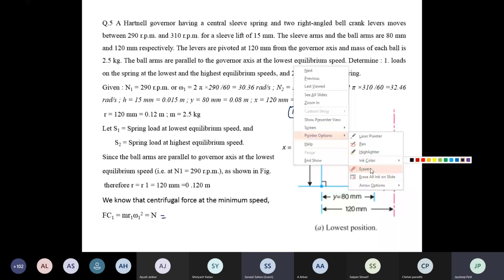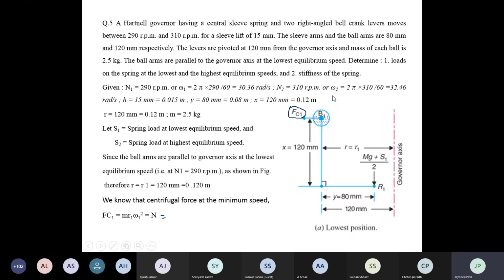Okay, now you have to first of all find out FC1. What is FC1? 276.5. 276.5 Newton. Okay, now you have to find out FC2. FC2 is equal to m R2 omega 2 square.